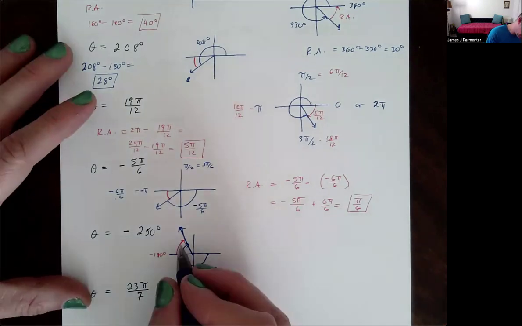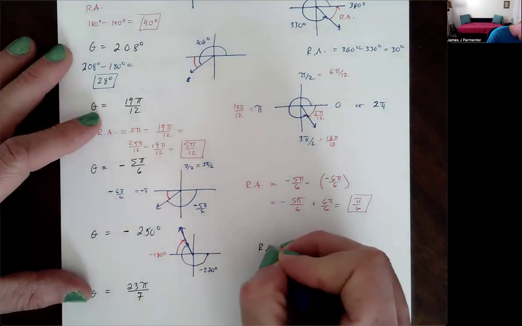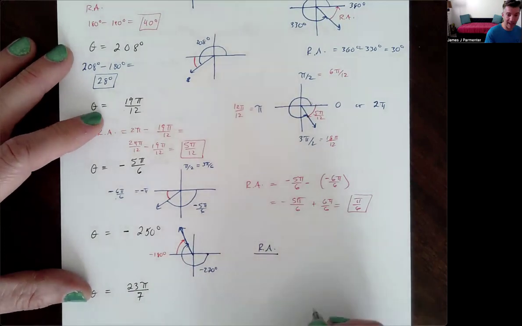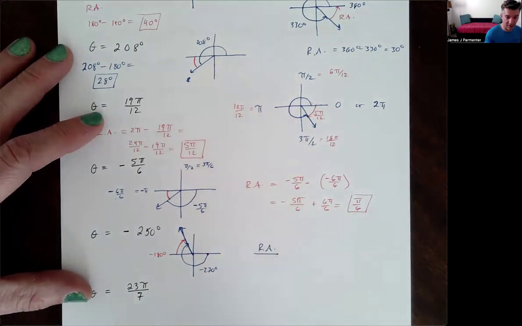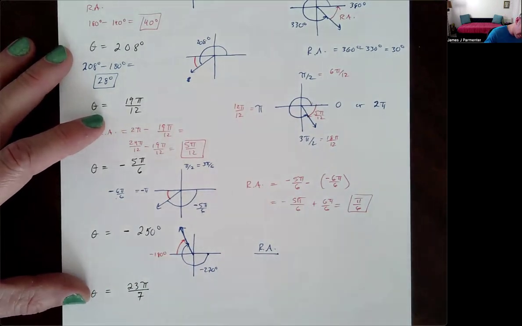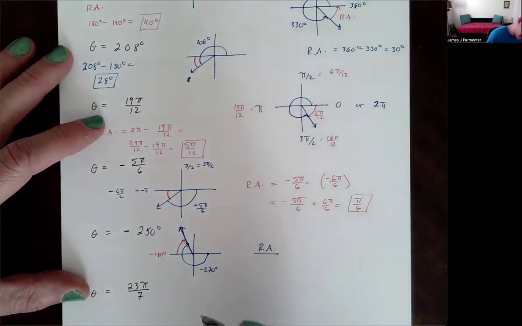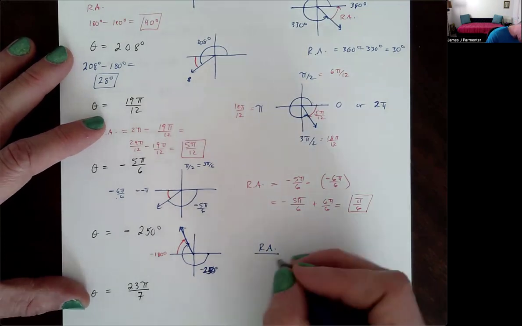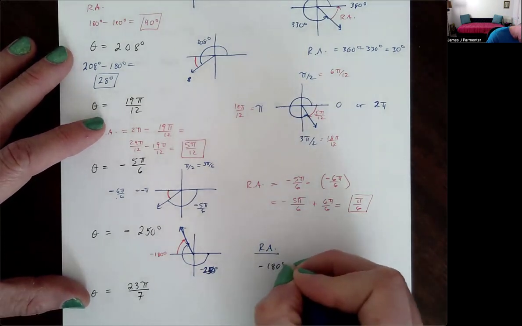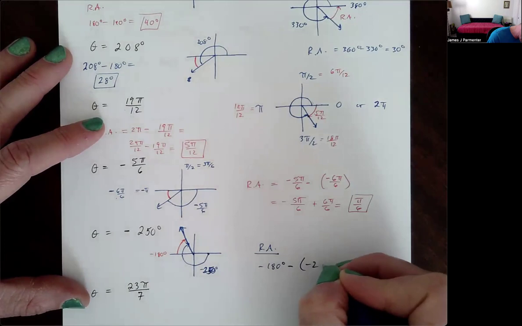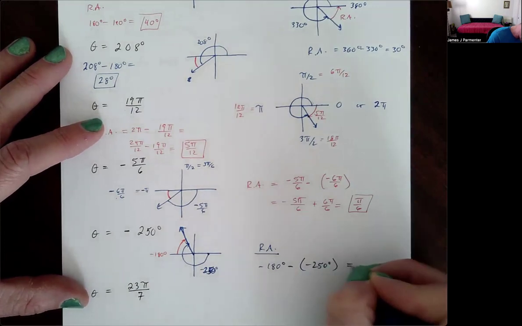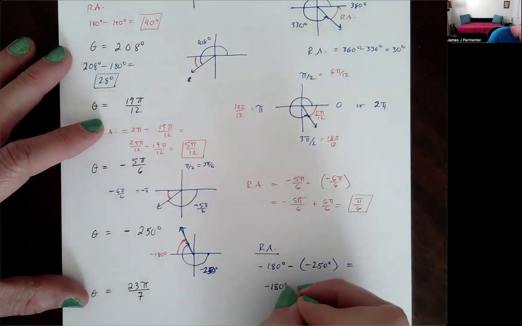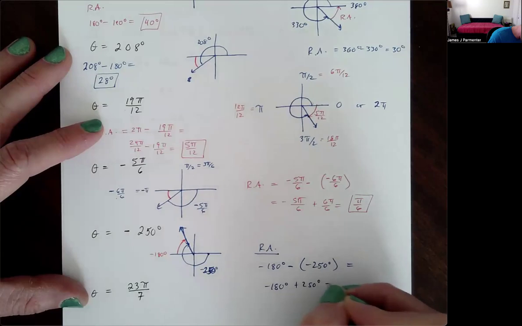So I'm going to find the difference. And again, my reference angle here is going to be the less negative angle minus the more negative angle. And I wrote negative 270. It should have been negative 250. Sorry about that. So it's the less negative angle, negative 180 degrees, minus the more negative angle, negative 250 degrees. That's going to be negative 180 plus 250, which is going to be positive 70.